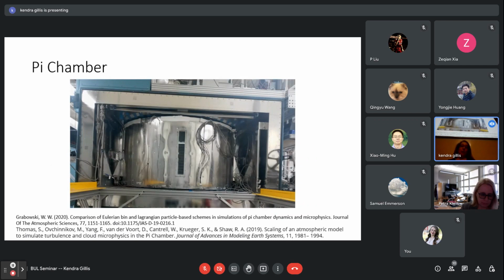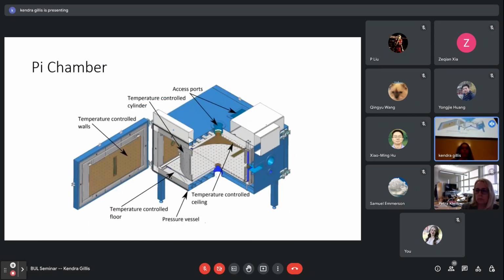And this is the pi chamber that we use to run our experiments in. This is a picture of it, and this is a diagram of it to understand it better. If you can imagine, the cylinder slides into a large box, and the cylinder itself is about 1 meter tall and 2 meters in diameter. Because of that, it's roughly pi meters cubed in volume, and hence the pi chamber.